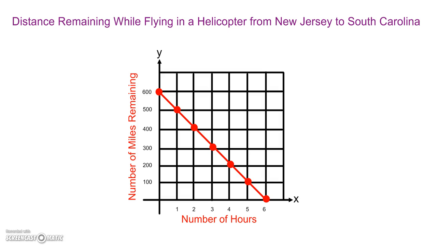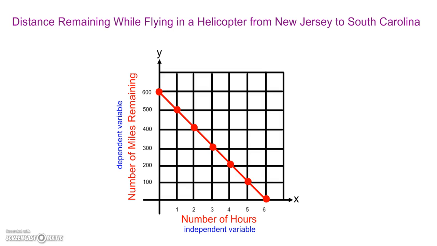The x-axis, the number of hours, can be thought of as the independent variable. An independent variable does not depend upon anything else. An hour is an hour. Whether you're eating or sleeping or studying for math, an hour does not matter what you're doing.